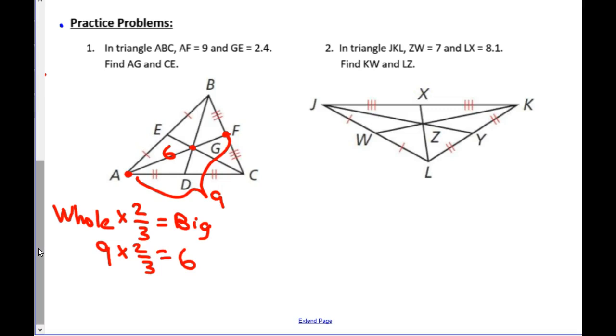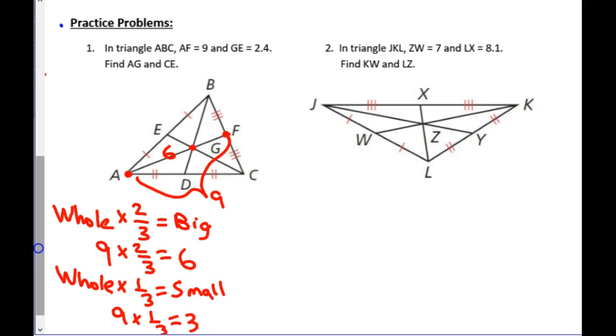So, real quick, what if I'm looking for GF, though? So, what fraction is GF? The smaller one is 1/3, okay? So, real quick, whole times 1/3 equals the small. So, 9 times 1/3 is 3. So, GF is 3. And guess what? It makes sense because 6 plus 3 is the total, which is 9.